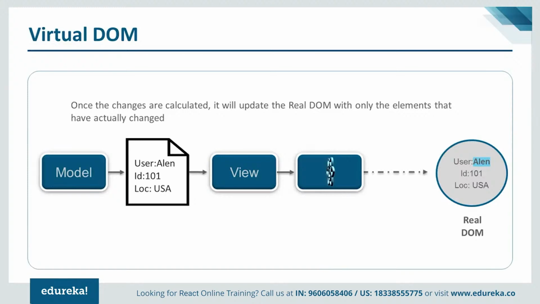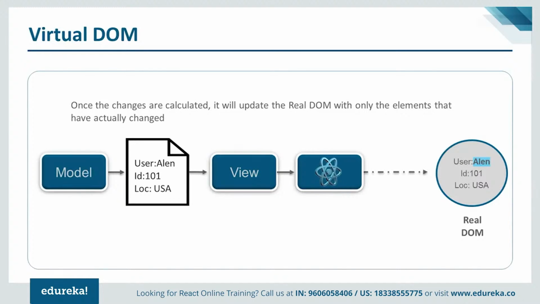Once the changes are calculated, React updates the real DOM with only the elements that have actually changed. This happens through a process called the diff and patch algorithm. Diff is used to determine the differences, and patch is used to apply the changes to the real DOM for only the elements which changed.